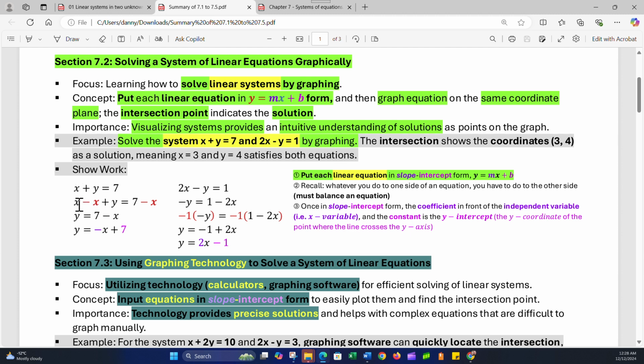So if you subtract it from both sides, x minus x, they'll cancel out, and you'll be left with a negative x on there. However you want to think about it, whether you just move it like how I normally think of it or do this long way, it's up to you. Ultimately, you're going to end up with y equals 7 minus x.